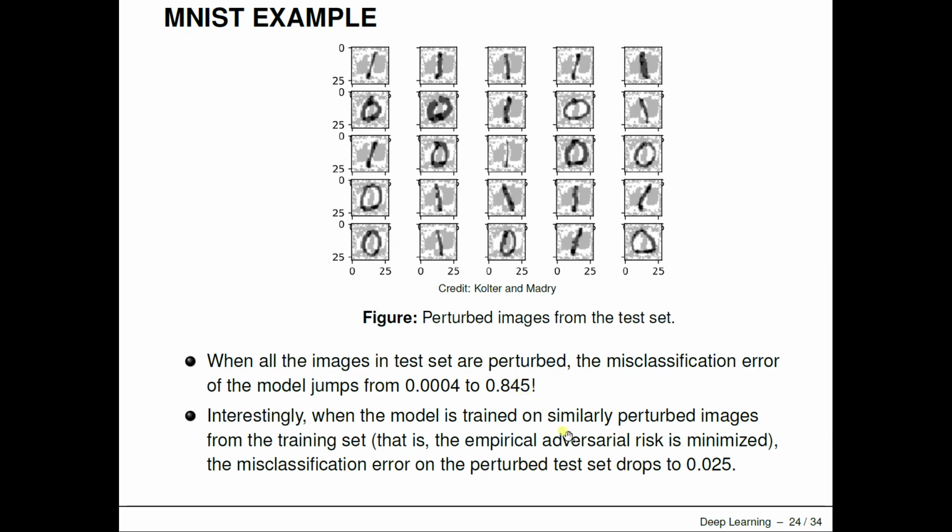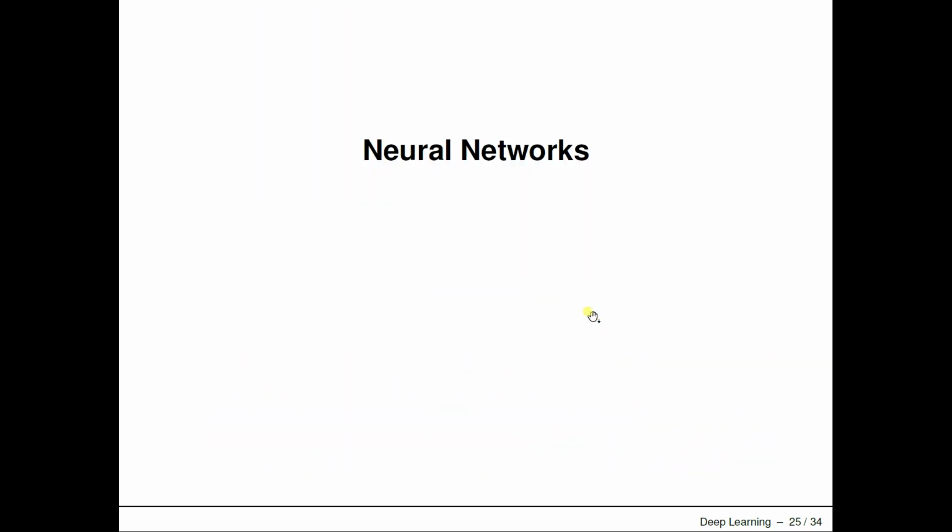When such perturbed images are simply added to the training set, thus allowing for the simplest form of adversarial training, the misclassification error again becomes less, as you can see here.